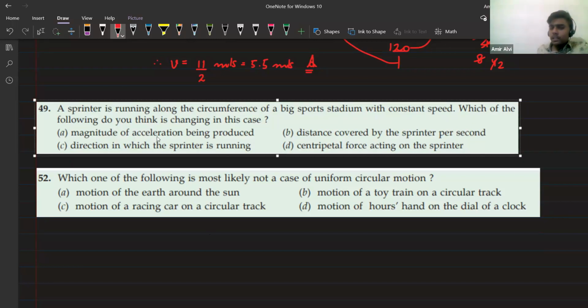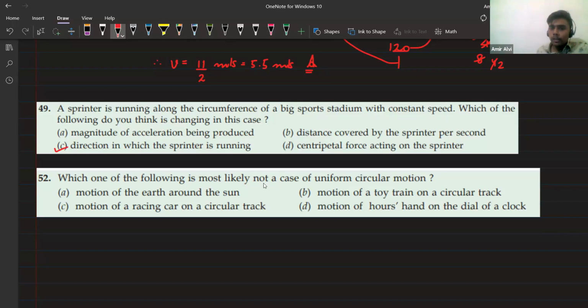The magnitude of acceleration will change only if the magnitude of speed is changing, right? So the magnitude of the acceleration will not change. Distance covered per second will not change because it is moving in a circular path, right? So distance covered will remain the same. The thing that will change is the direction. Okay, C option is the correct one.